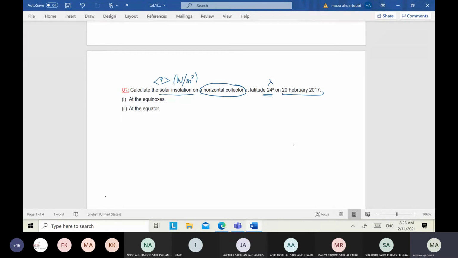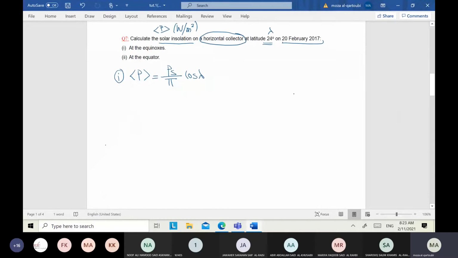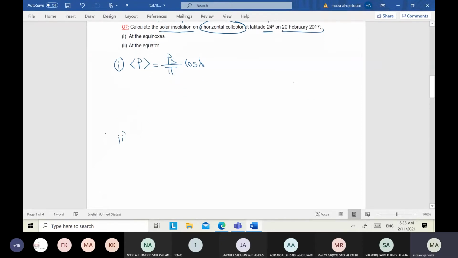So for part number 1, for equinoxes, the solar power insolation will be BS over pi cosine lambda, where lambda is the latitude angle and this value is given. So we'll substitute directly. For the second part, we need at the equator. So at the equator, the value of solar insolation P equals to, anyone remember the rule?